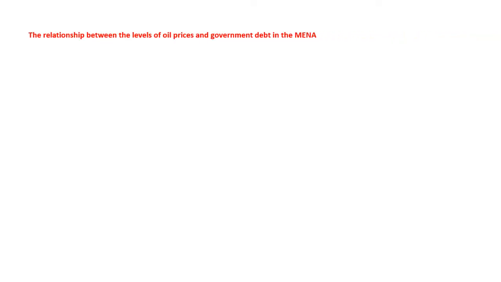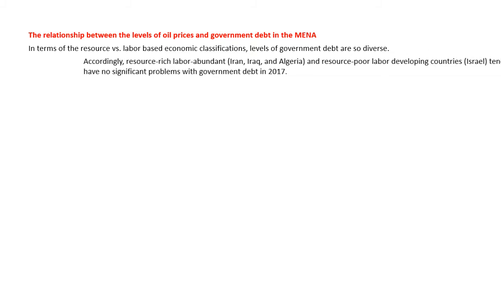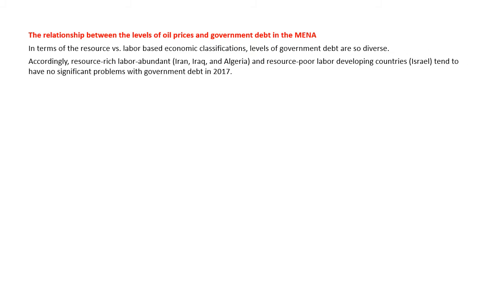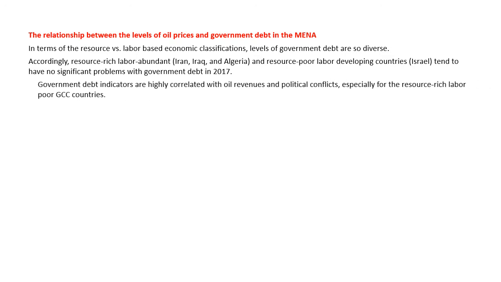The relationship between the levels of oil prices and government debt in the MENA. In terms of the resource versus labor-based economic classifications, levels of government debt are so diverse. Accordingly, resource-rich labor-abundant Iran, Iraq, and Algeria, and resource-poor labor-developing countries, Israel, tend to have no significant problems with government debt in 2017. Government debt indicators are highly correlated with oil revenues and political conflicts, especially for the resource-rich labor-poor GCC countries.